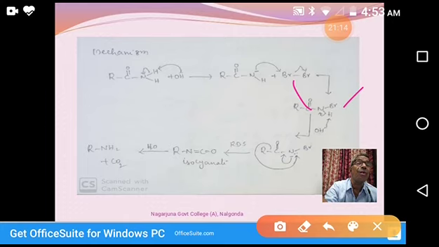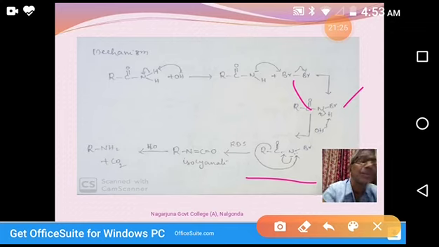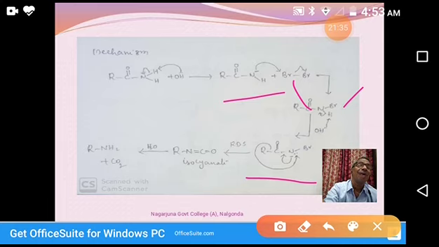Further, we don't use excess bromine; only 1 mole of bromine is required. Why? I'll tell you. After losing this proton, we get the N-bromo anion. If we use excess bromine, one more bromination reaction of this type takes place once again, giving N,N-dibromoamide, which we don't want. If we get the N,N-dibromoamide, we don't get the primary amine. That's why we require only 1 mole of bromine per 1 mole of amide.